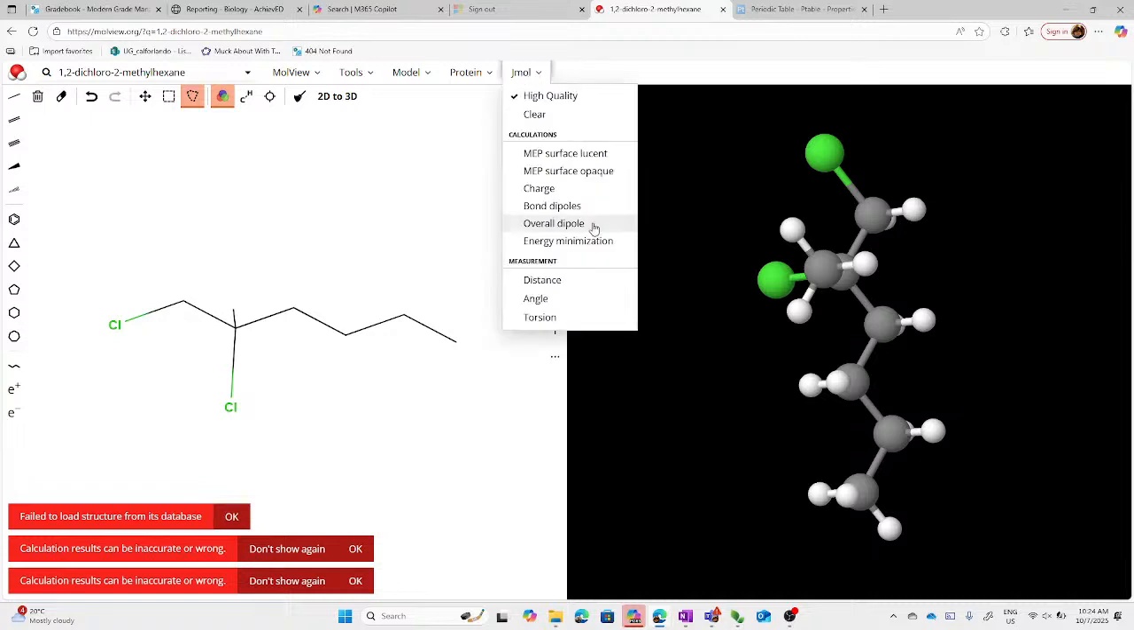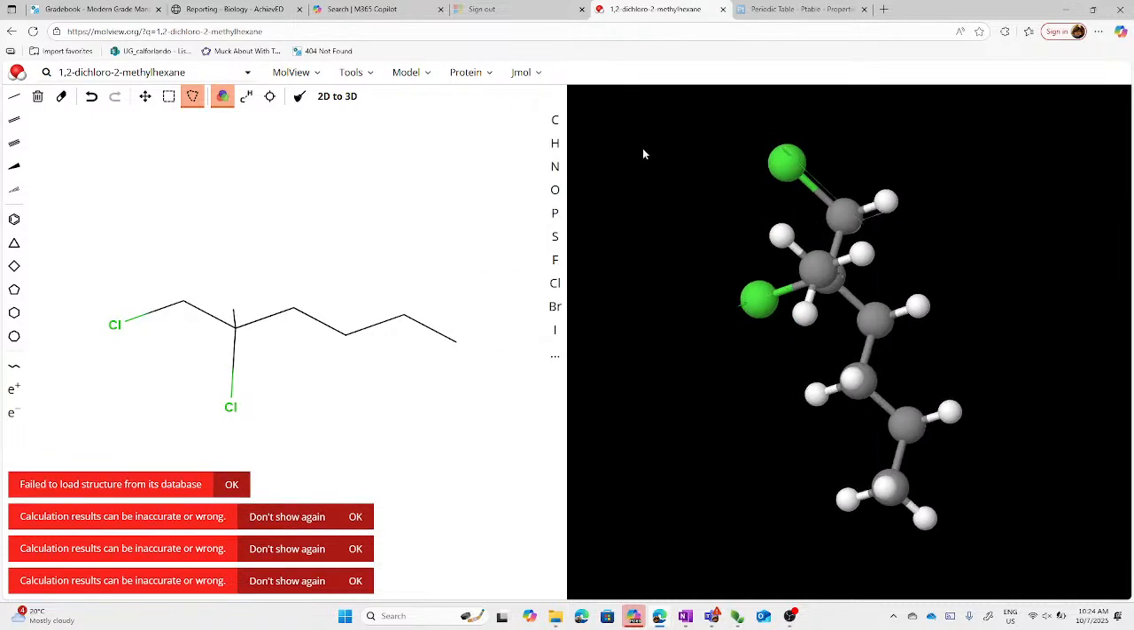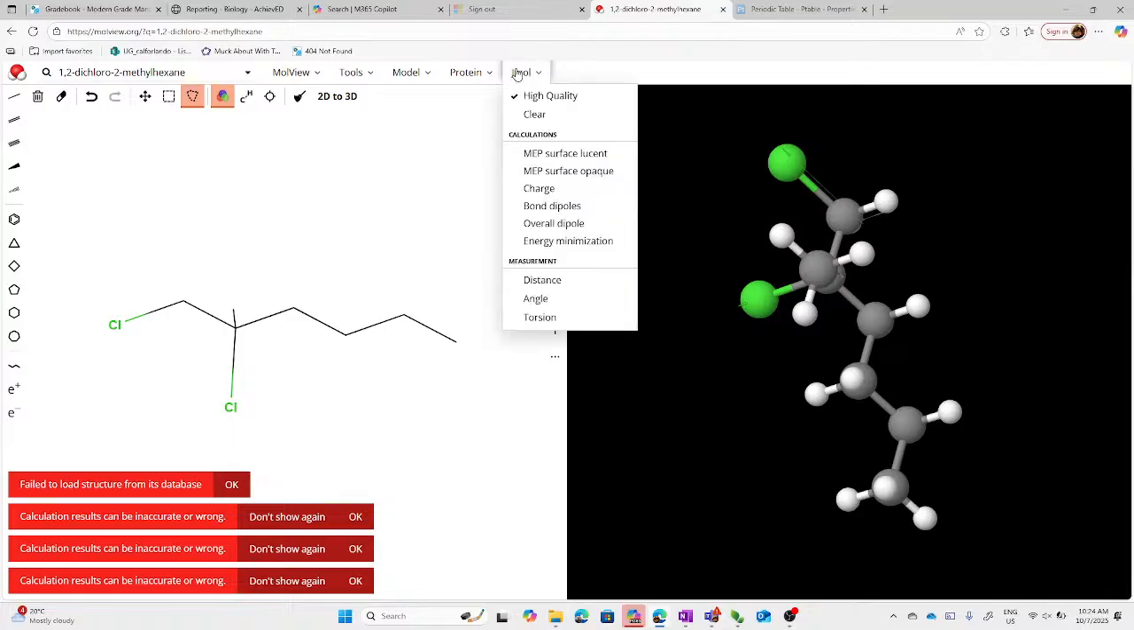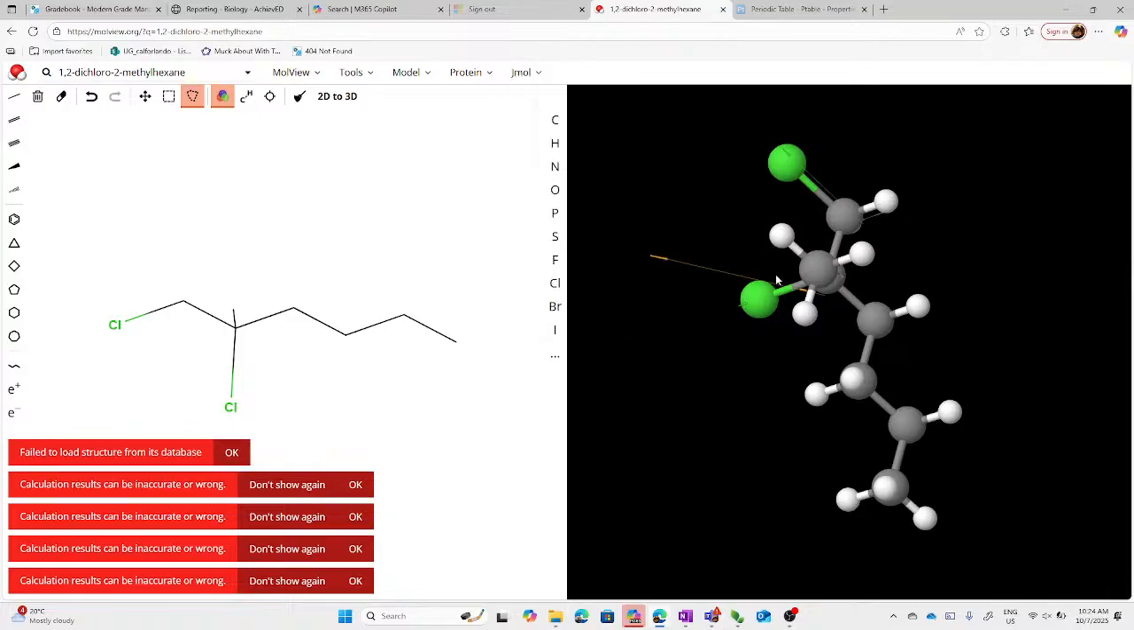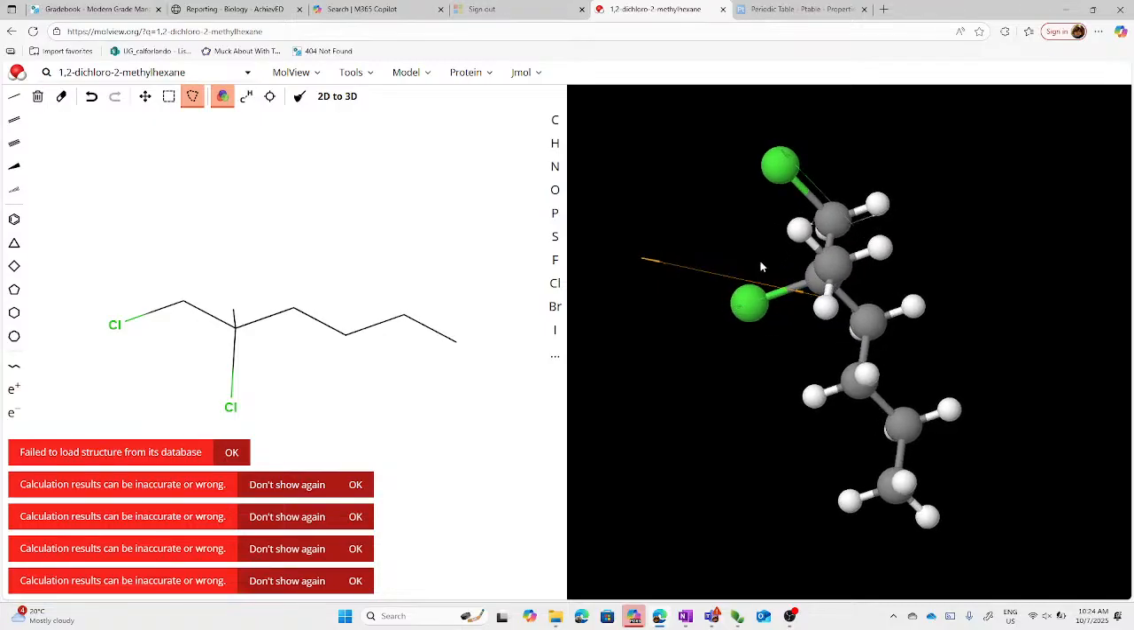So again, if we draw bond dipoles, we can see there they are. If we draw the overall dipole, it should go in that direction. Let's see. Sure enough, there it is. Does that make sense? Okay.